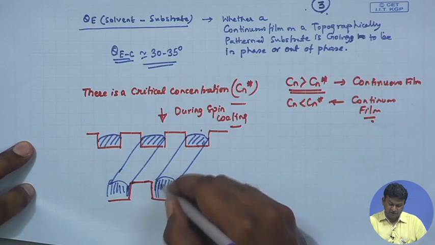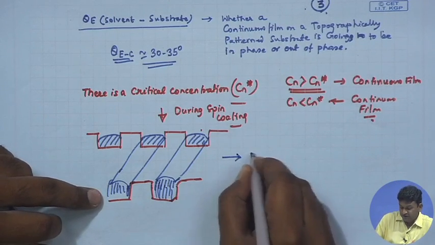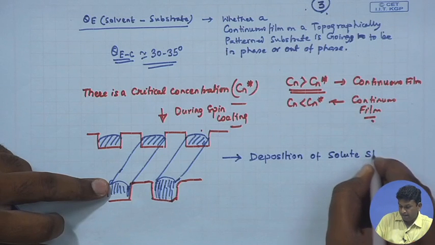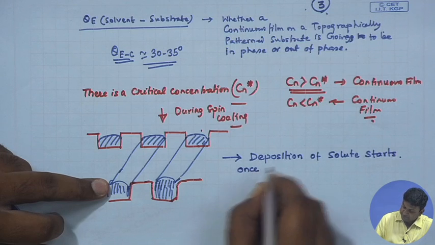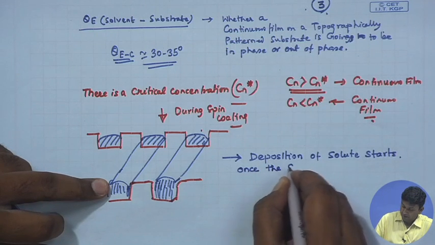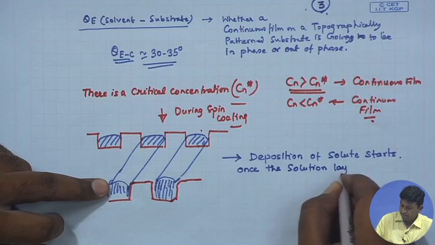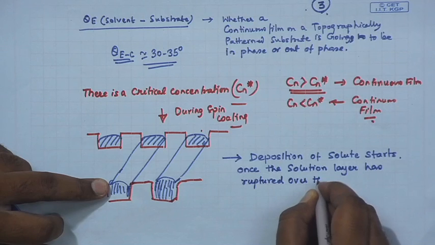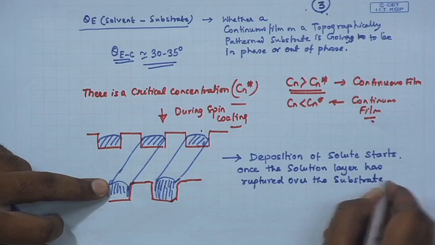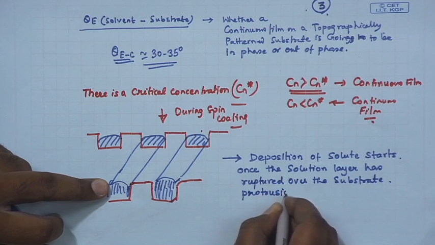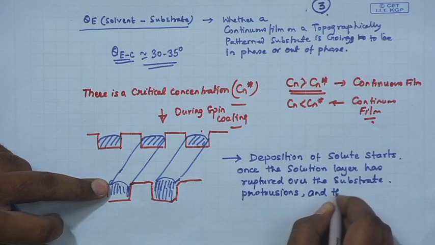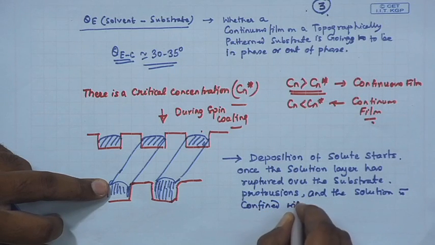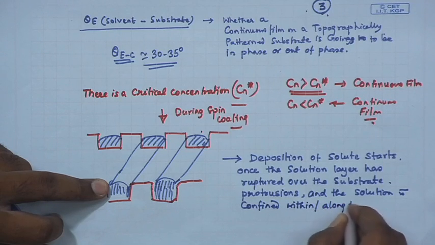based on our discussion so far, what you realize is that the deposition of solute starts once the solution layer has ruptured over the substrate protrusions, and the solution is confined within or along the stripes.